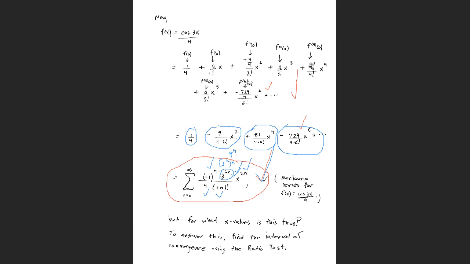Okay, well now, this is true, but for what x values is this true? We have our Maclaurin power series for the cosine of 3x divided by 4, but for what x values is this true? To answer this, you have to find the interval of convergence using the ratio test. I'll show you the ratio test for this. I'll give you a moment to finish copying.